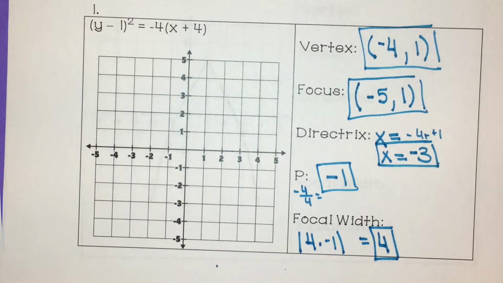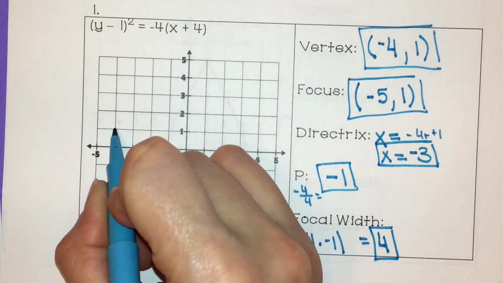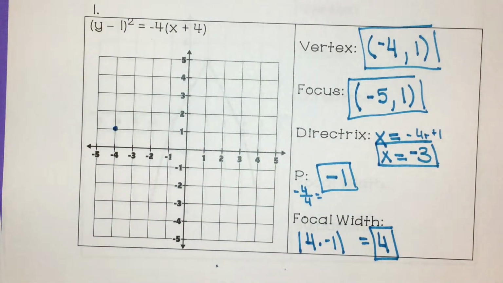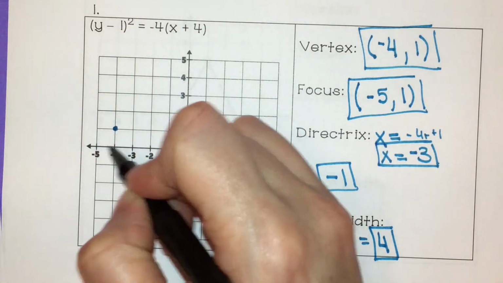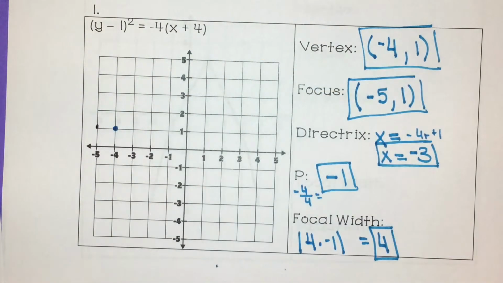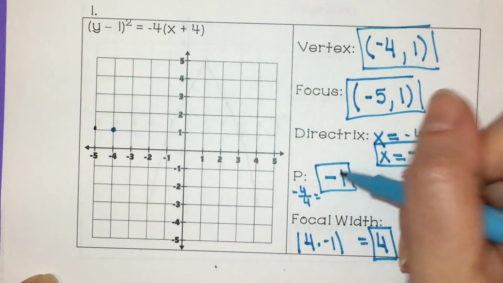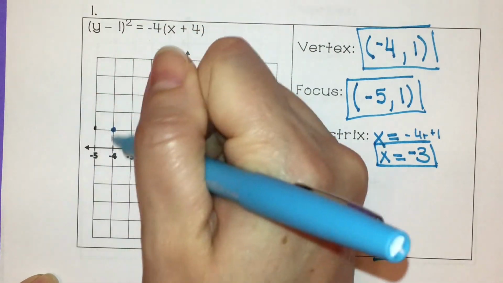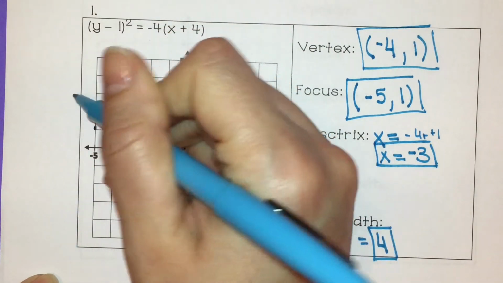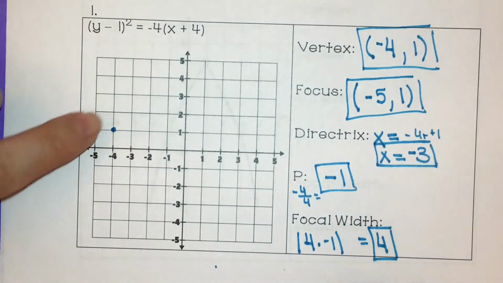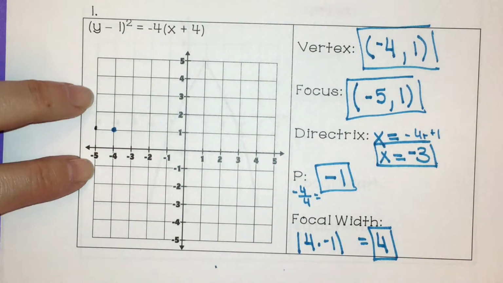Okay, so when I graph this, the vertex is at negative 4, 1. Focus is at negative 5, 1. So I know that my p-value is less than 0, so I know it's going to open to the left. It's going to go this way. So I have to figure out those other 2 points. So I know, looking at the focus, my other 2 points are going to go out this way.